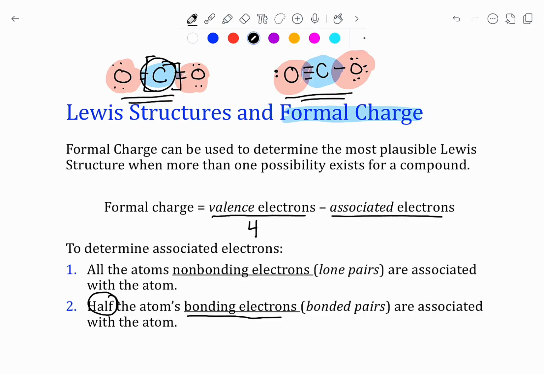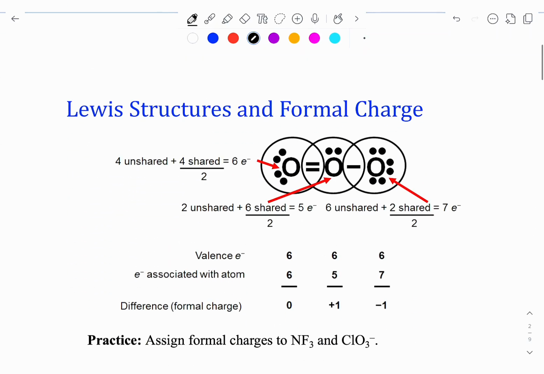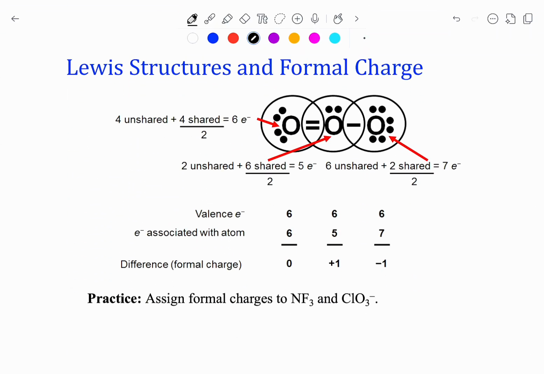Okay, so here's a more detailed description of how we calculate those associated electrons more specifically. I do want to point out here that as you're writing these into your packets, you need to be showing all of this work. So that formal charge calculation, you need to be showing it for each of these individual elements. You can't just wait for me to say the answer and just put that number. I do need to see your work in order for this to be properly graded. Work needs to be shown in order to get full credit.